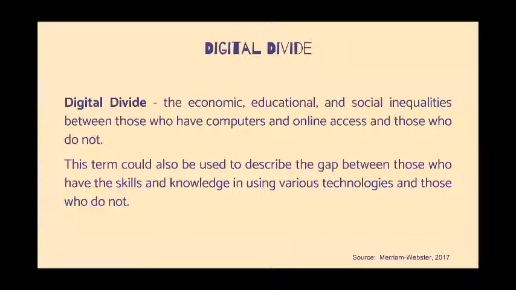Okay, so next is digital divide. What do you mean by digital divide? So when you say digital divide, class, it is the economic, educational, and social inequalities between those who have computers and online access and those who do not. This term could also be used to describe the gap between those who have the skills and knowledge in using various technologies and those who do not. So this is the gap between people who have computer access or online access and those who do not have internet or online access. Gets? That is what we call digital divide. It can also describe the skills that some people have in internet or technology and those who do not. So that is digital divide.